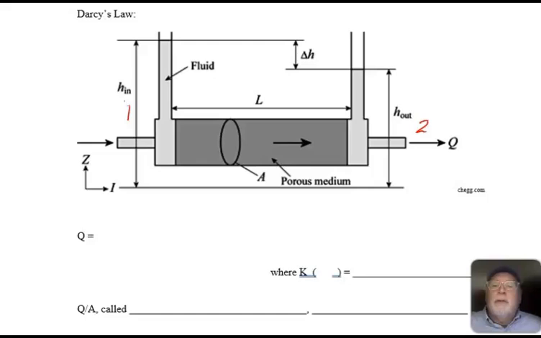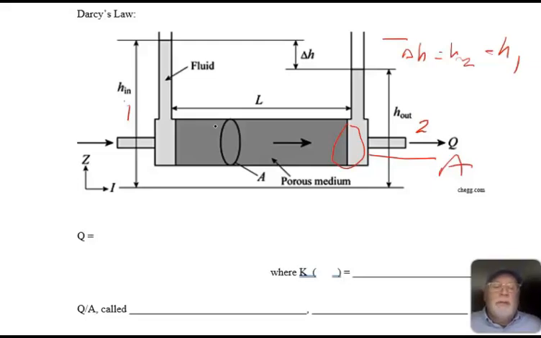So up here you see delta H equals H2 minus H1, and the flow is proportional to the area of the cross section, so the cross-sectional area there. And he also found that different materials, different porous media, had different properties. Some would go fast and some would go slow. And it's also proportional to the length. So his equation, pretty straightforward.